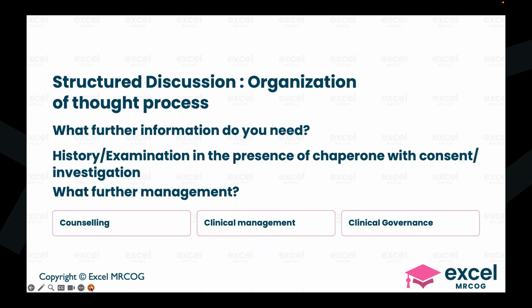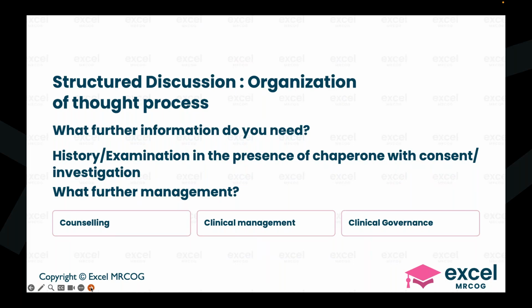We remember it when we are talking to the patient because that's how we have trained ourselves to start talking to a patient, by telling her, okay, these are the risks. This is what we are going to do for you. All right. That is how we usually start. But we forget it in the structured discussion because we are talking to the examiner.